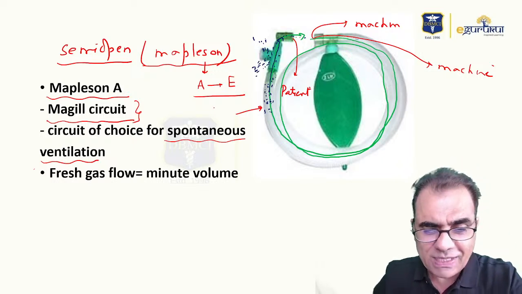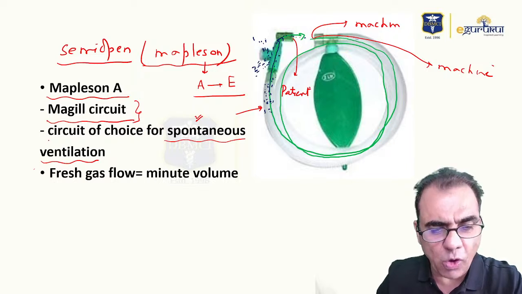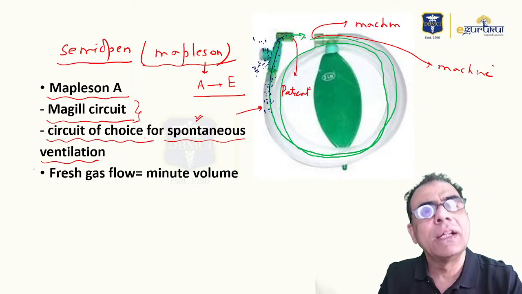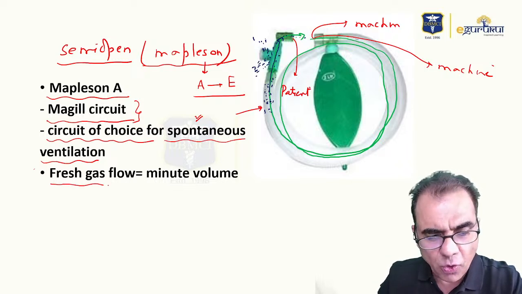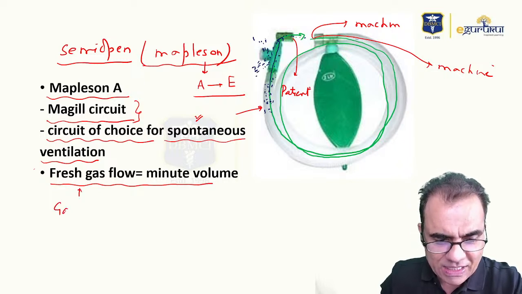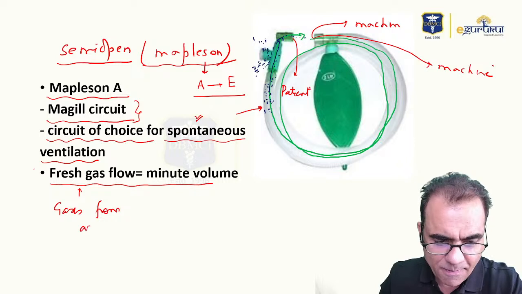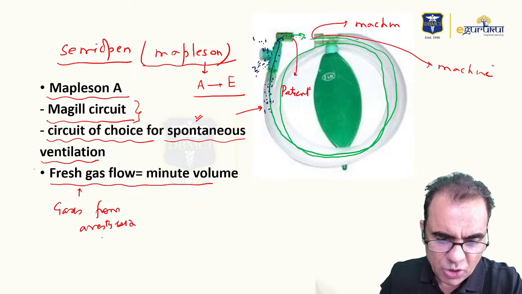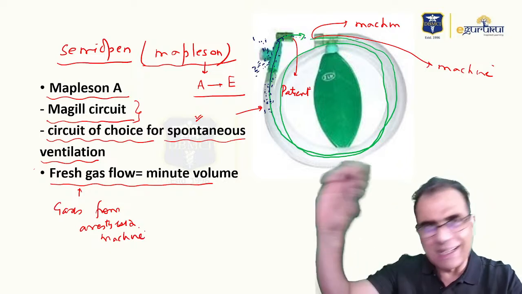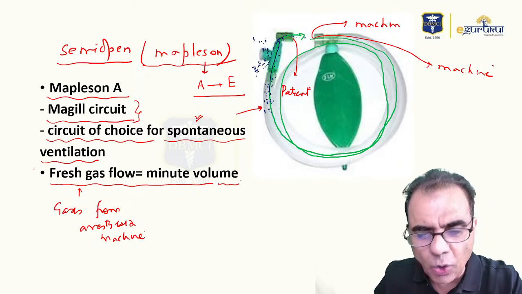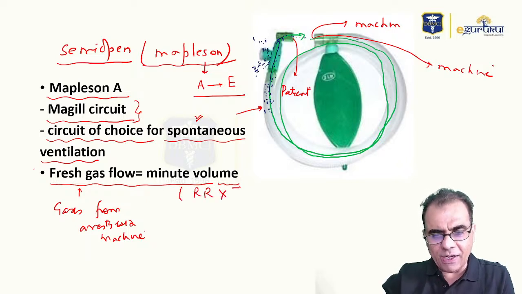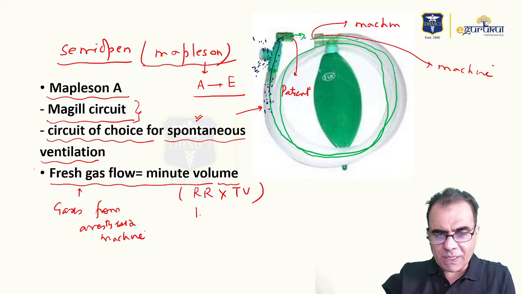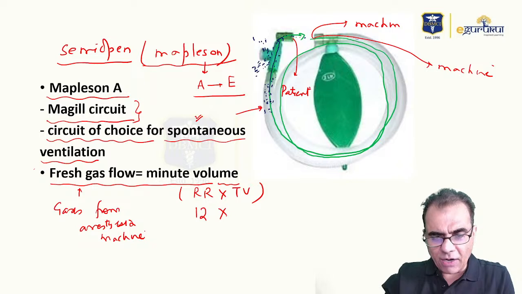So if the patient is on spontaneous ventilation, we always prefer McGill circuit. McGill is the circuit of choice for spontaneous ventilation. And fresh gas flow means gases from the anesthesia machine. The gases coming from the anesthesia machine are the fresh gases, and should be kept equal to the minute volume of the patient. And minute volume you all know is what? Respiratory rate into tidal volume. So for a normal patient, respiratory rate is how much? 12. Tidal volume is 500 ml, means it is around 6 liter.